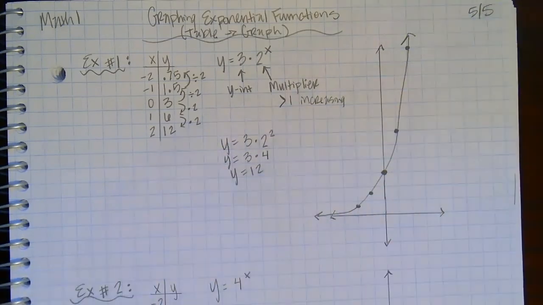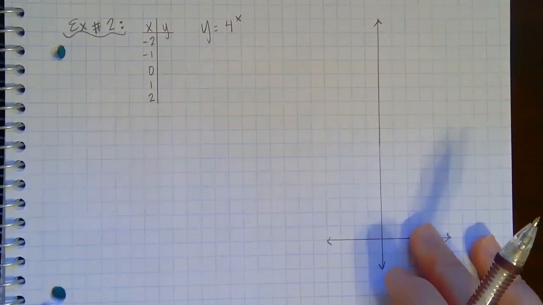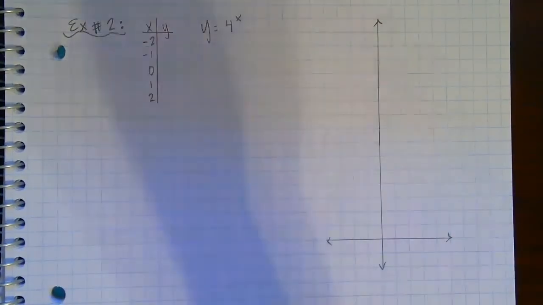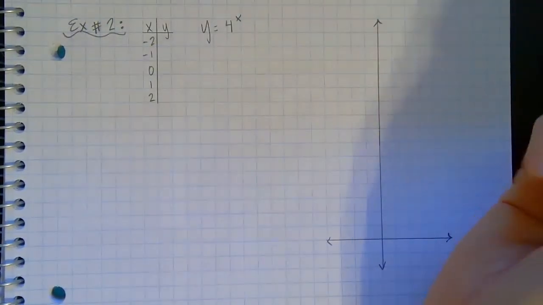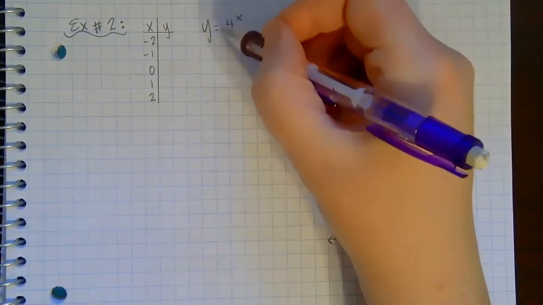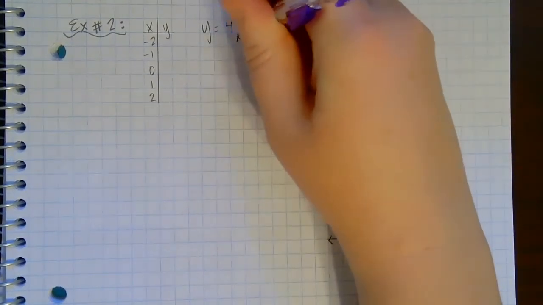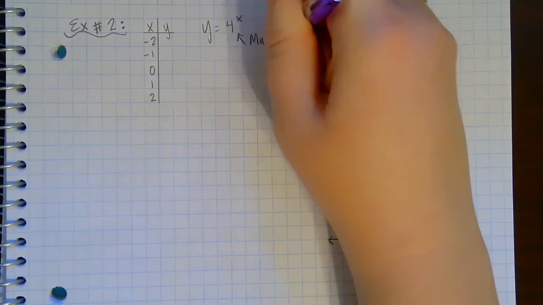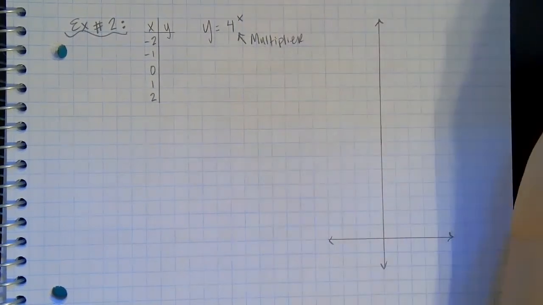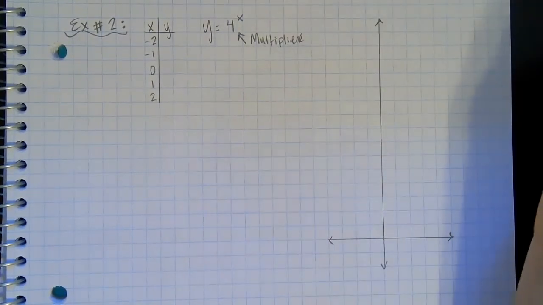Let's look at another one just to make sure we know what we're doing, okay? So let's look at another example here. Okay, so I want to label my parts just like I did before. Now you might notice that there's nothing written here. This is my multiplier. I can see that already. But you might say, well, what's my y-intercept or what's my starting value?